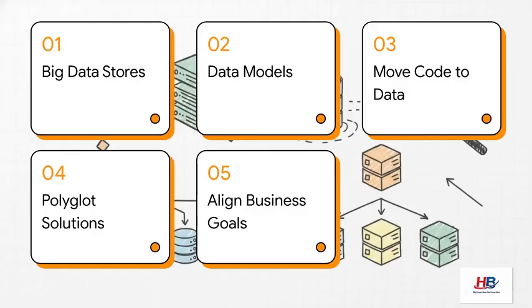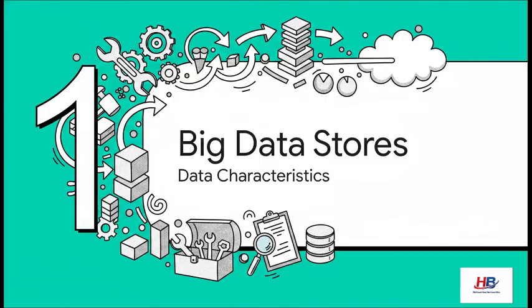Here is exactly how we'll break down the ecosystem today. First, the big data toolbox. Second, mapping models to data stores. Third, moving code to data. Fourth, polyglot data solutions. And finally, aligning with business goals. All right, let's dive right into section 1, the big data toolbox.